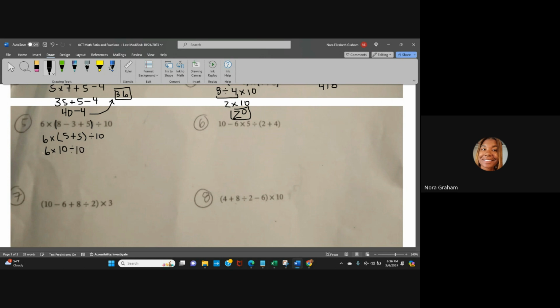All right. Now I have multiplication and division. I just move from left to right. 6 times 10 is going to give me 60, divided by 10. Again, if I didn't know what this was in my head, I can use long division and set it up. So my second number after my division sign is outside of my long division symbol. And then I do long division that way.